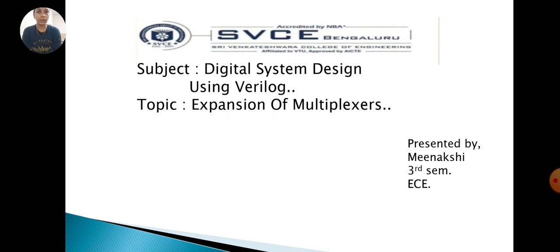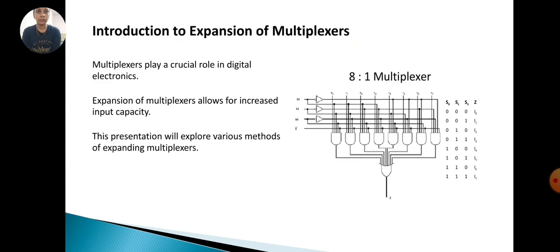Today let us discuss the topic expansion of multiplexers in digital system design using Verilog. Introduction to expansion of multiplexers. Multiplexers play a crucial role in digital electronics. Expansion of multiplexers allows for increased input capacity. This presentation will explore various methods of expanding multiplexers.